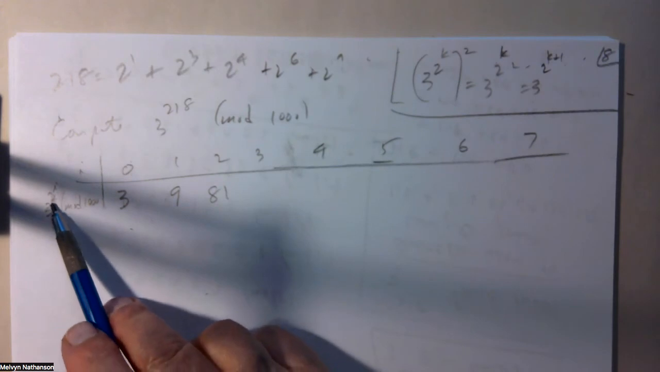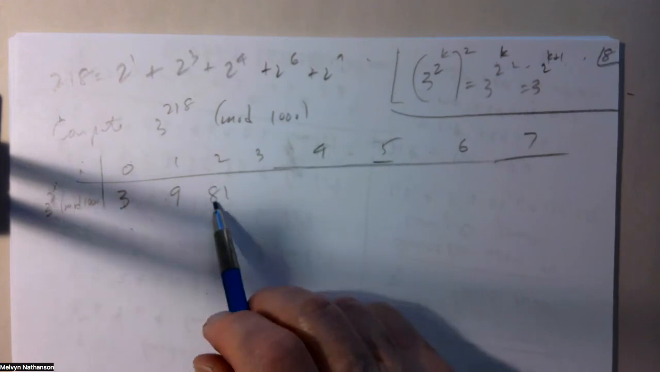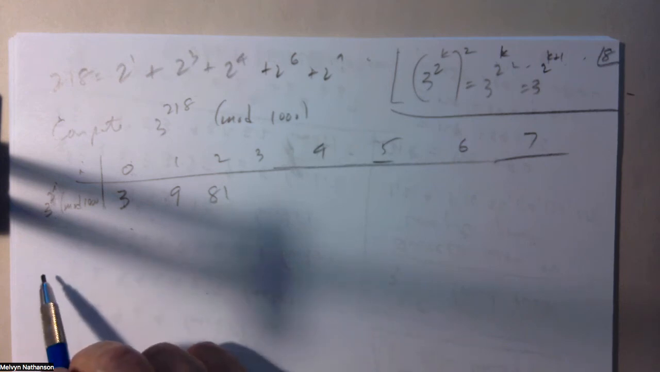If I want to get 3 to the power 2 cubed, I square 81. What is 81 squared?